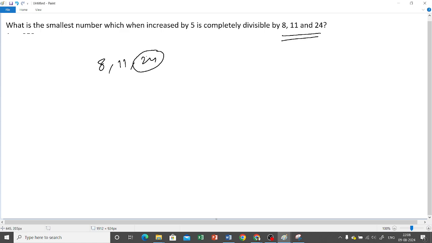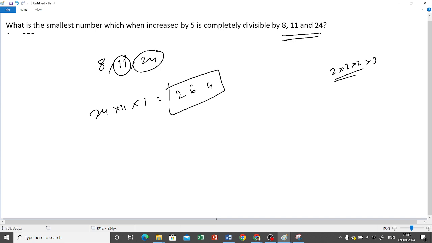How to find the LCM? Take the biggest number, 24. 24 has 2 into 2 into 2 into 3. From 11, is any factor of 11 present over here? No, so multiply 11. What about 8? 8 has three prime factors, 2, 2, 2, and three 2s are present in 24, so nothing to take for 8. So this is 24 into 11, which is the LCM, 264. Now 264 is completely divisible by 8, 11, and 24. That is why it is the LCM.